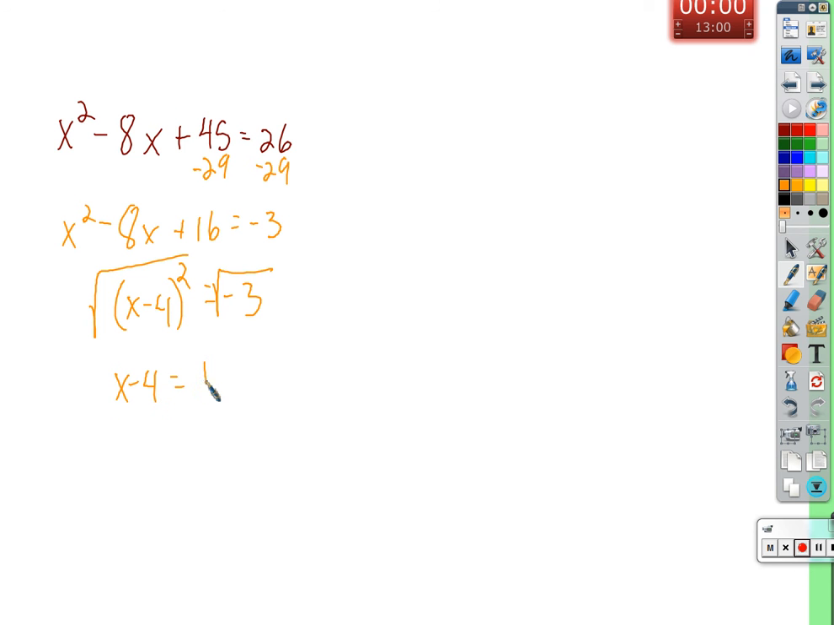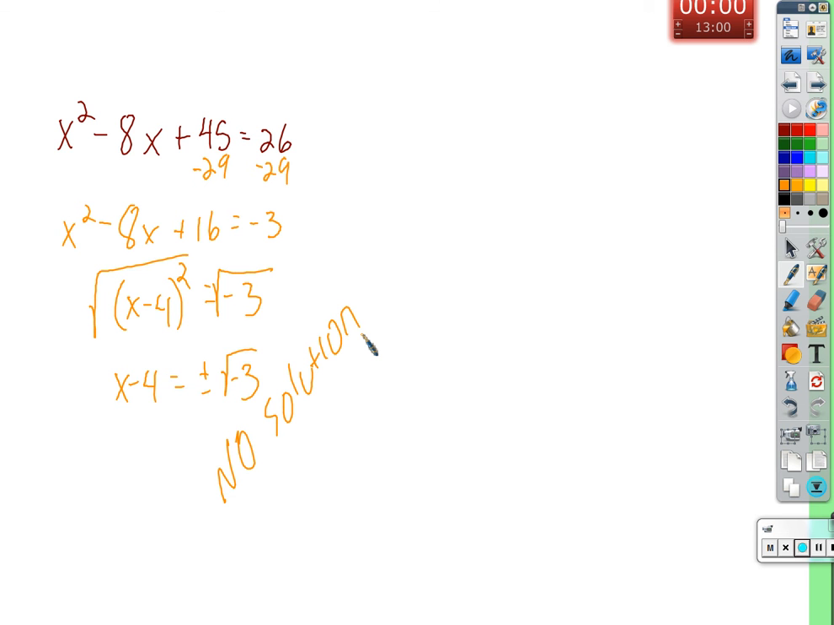Now we get x minus 4 equals plus or minus the square root of negative 3. Do you have anything to say about that right now? Can you do that? Can't. Don't have a choice. So what do we say about the solution? No solution. Because it's already a negative. Well, why is there no solution? Because if you add a negative to a negative, add? Or multiply.